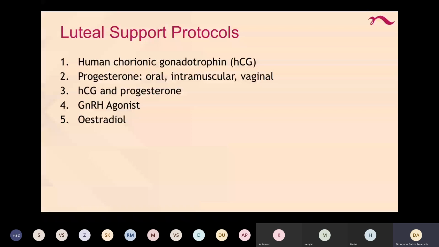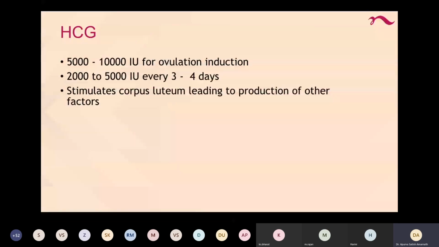HCG, when given as luteal support, the first dose is for ovulation induction, or your trigger injection, which is 5,000 to 10,000 international units if urinary is used, and between 250 to 500 micrograms if recombinant is used. And a dose of 2,000 to 5,000 international units for luteal support is given every 3 to 4 days for HCG. This basically stimulates the corpus luteum, leading to formation of other factors, that's basically the estrogen and progesterone to support the pregnancy.